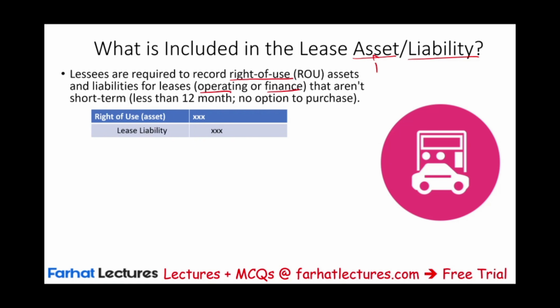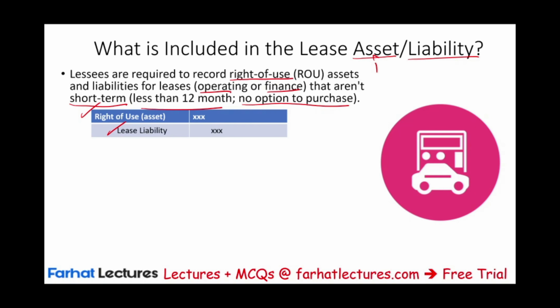So the initial entry for a lease is always a right of use asset, which is an asset, and a lease liability, which is a liability. Now bear in mind, the only leases that don't take this initial recording is if the lease is a short-term lease, less than 12 months, and there's no bargain purchase option, we don't expect to purchase the asset, therefore it's basically a rental agreement. Otherwise, for any lease, you have to debit an asset, credit a liability.